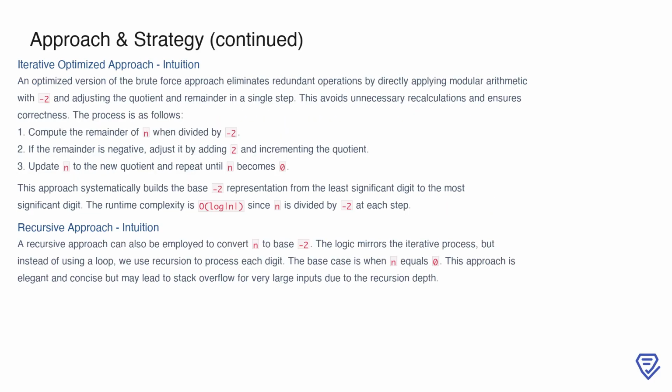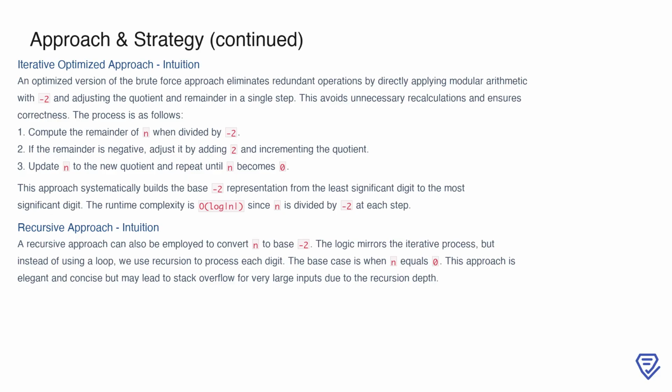An optimized version of the brute force approach streamlines these calculations by directly incorporating the adjustments for negative remainders into the process. Here's how it works. First, compute the remainder of n when divided by -2. If the remainder comes out negative, we correct it by adding 2 and incrementing the quotient simultaneously.